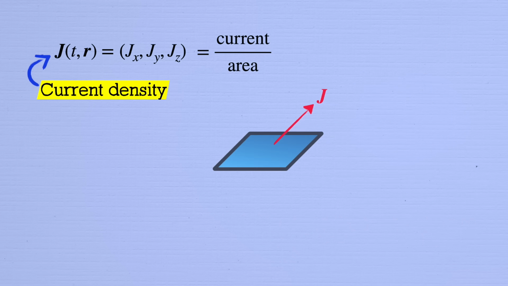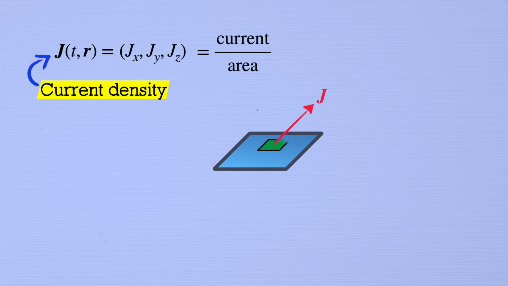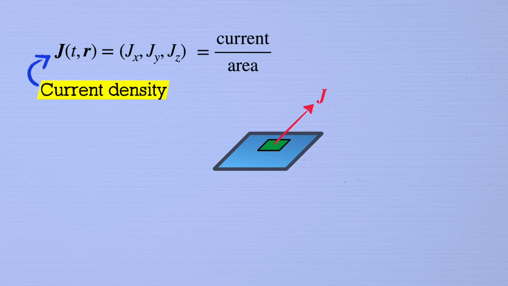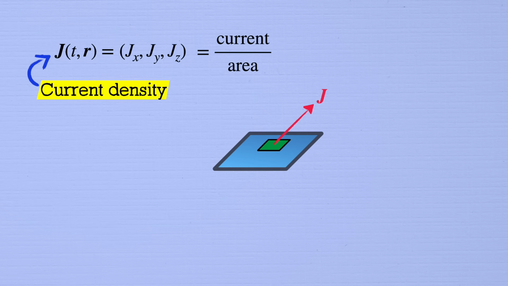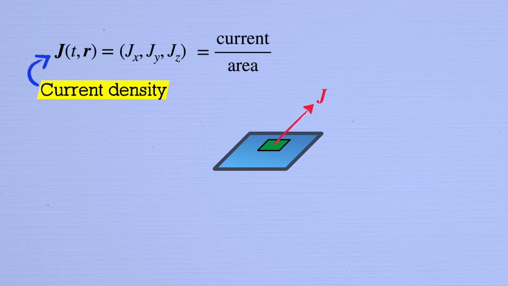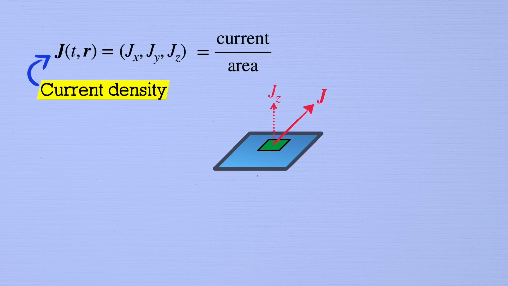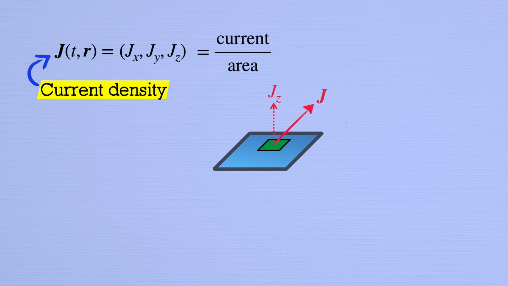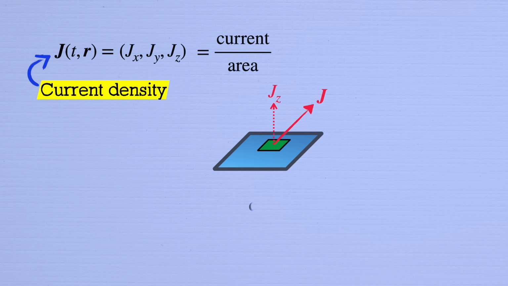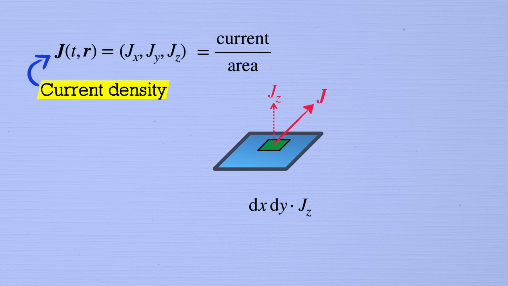Let's look at the top surface of our box, for example. Take a little patch of the surface of width dx and length dy. Since we want to know how much current is flowing out of the box, what we care about in this case is the z component of J at that point. Jx and Jy just measure the current flowing parallel to the surface. Then the amount of current passing through that little patch is given by its area, dx dy, times Jz, the current per area in the z direction.